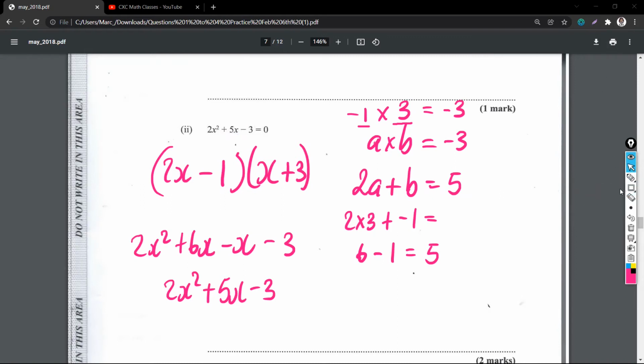And I always like to check my answer that way, especially with these, because I don't like to get things wrong. But you can get things wrong, you know, but not in this type of exam.